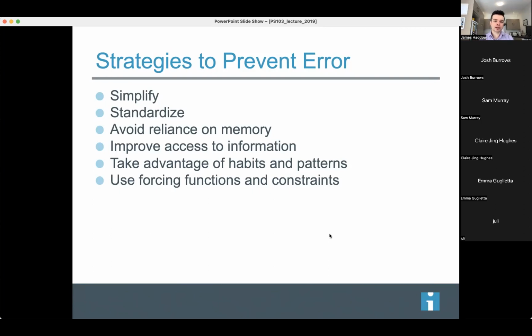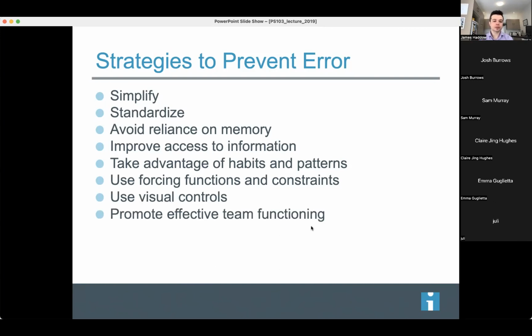Forcing functions. So you can only do the right thing. An example of a forcing function in medicine was the very famous intrathecal vincristine problem that killed a patient in the NHS, because they put the wrong chemotherapy intrathecally instead of intravenously. And now they've designed the connectors so it's impossible to connect the wrong chemotherapy to the intrathecal giving set, for example. So that's a forcing function.